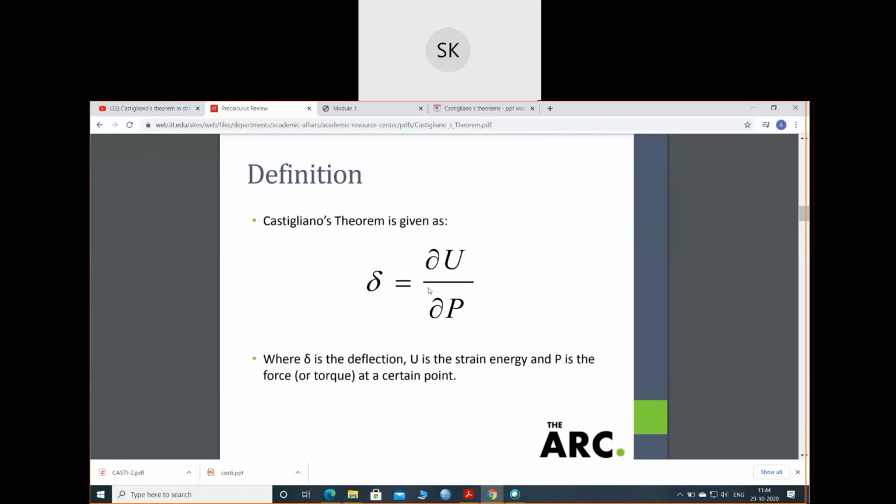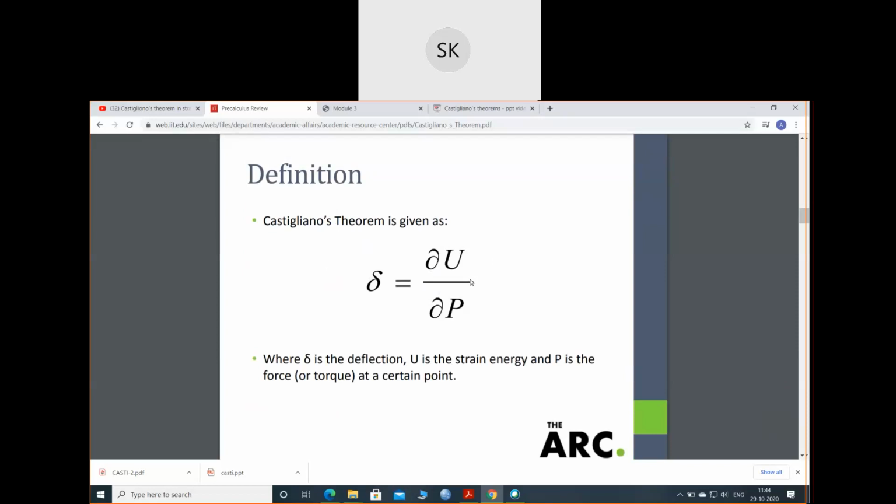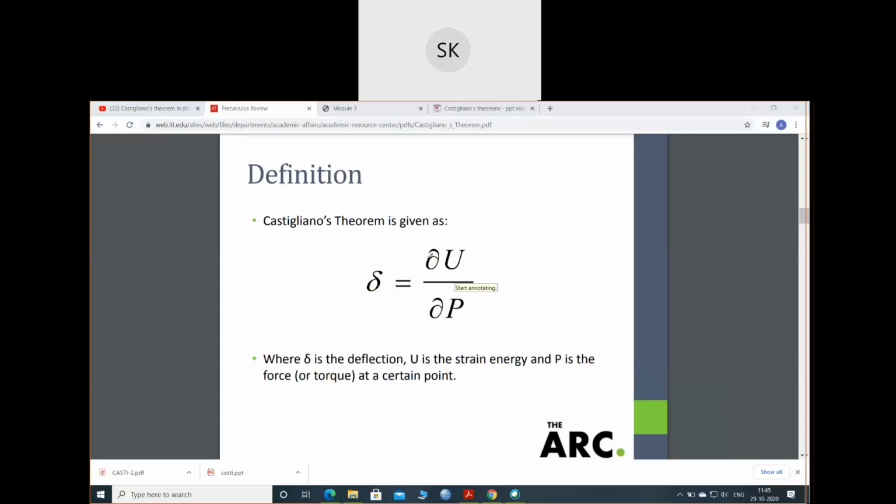So the basic idea: this gives us the deflection as the partial derivative of the total energy with respect to the force applied. One second. Okay. It says that the deflection we can get by the partial derivative of the strain energy with respect to the force at that certain position.